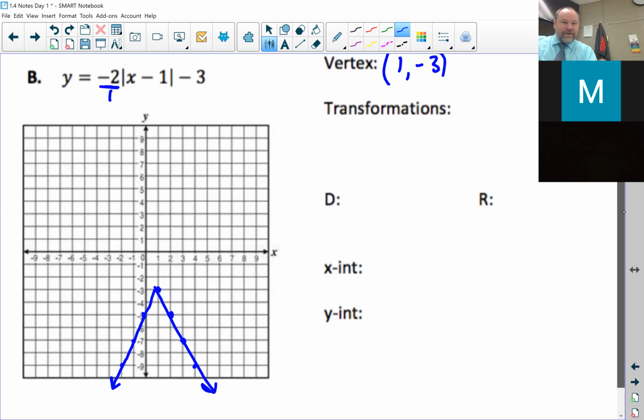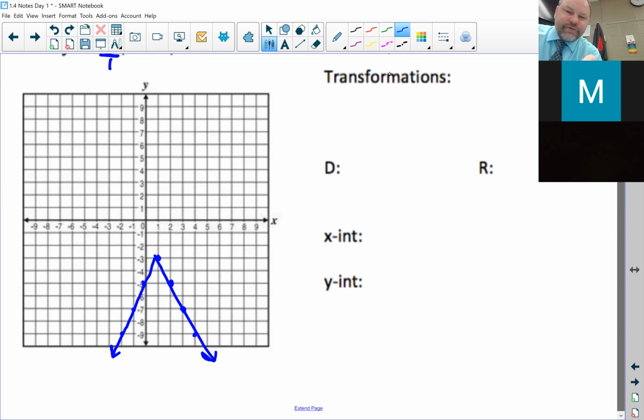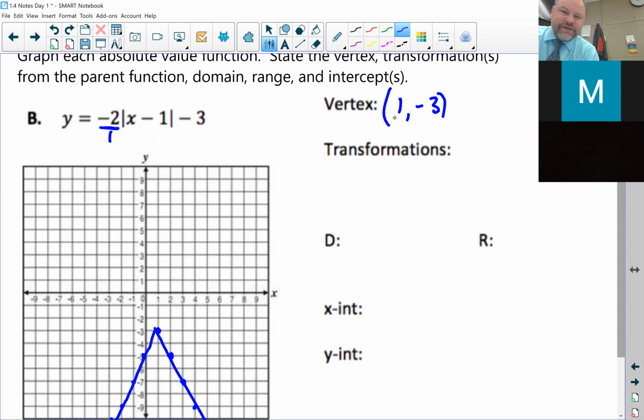So the transformation actually, I think is real easy when you look at the vertex. If the vertex has a positive x coordinate, that means we shift right 1 unit. If it was negative, we'd shift left. The y coordinate, if it's positive, we go up. If it's negative, we go down.